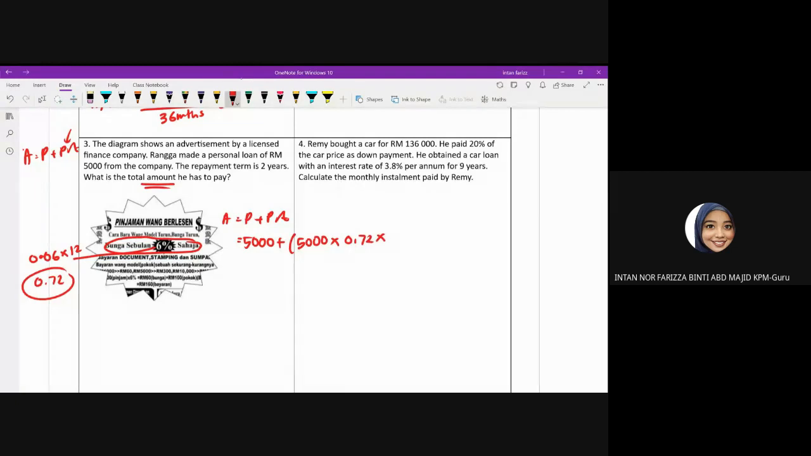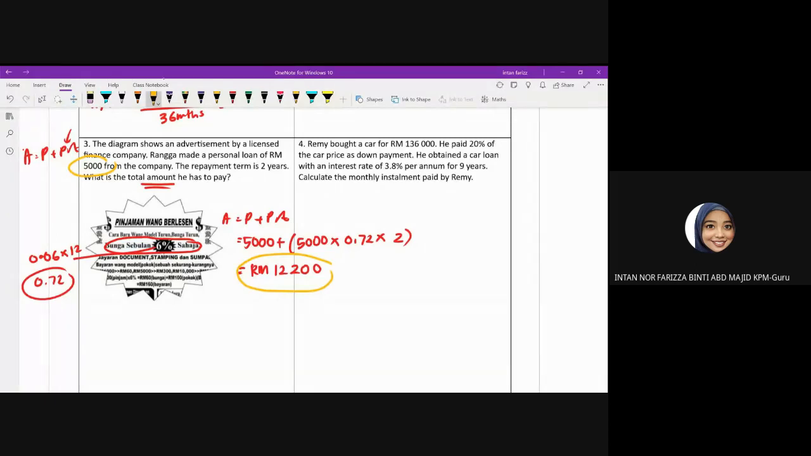How many years he hutang the Along? For 2 years. Okay, let's calculate that one. 5,000 times 0.72 times 2. Okay, plus with 5,000. You see, you get what? RM12,200. Tengok you pinjam berapa banyak? This Ranga, he borrowed 5,000 only. But after 2 years, he had to pay 12,200. You see? Jahat tak Along ni?